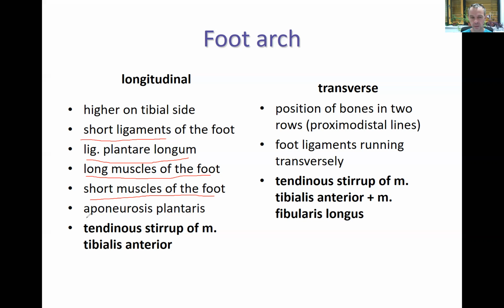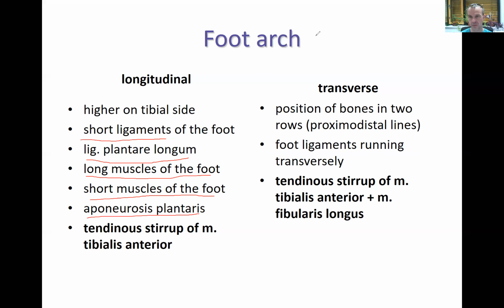And then on the surface, we find the plantar aponeurosis. What is plantar aponeurosis? In the hand, we have the palmar aponeurosis. So plantar aponeurosis is a superficially located, thick, flat tendon lying in this area. And tibialis anterior forms such a tendinous stirrup.